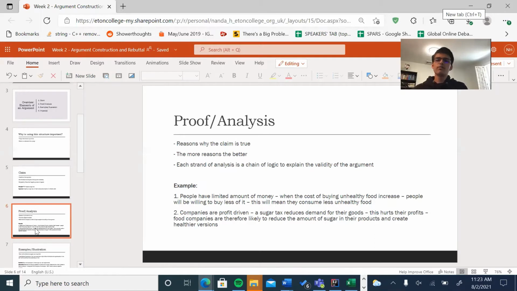you could say companies are profit-driven. A sugar tax reduces the demand for their goods because their goods become more expensive, and this hurts their profits. So they're likely to want to change the recipes for their food to reduce the amount of sugar in them such that they get taxed less, and therefore they can maintain their profit margins. So that produces healthier food, which leads to people consuming less unhealthy food, less sugar, etc. So this is the line of reasoning that you should use to demonstrate why an argument is true.